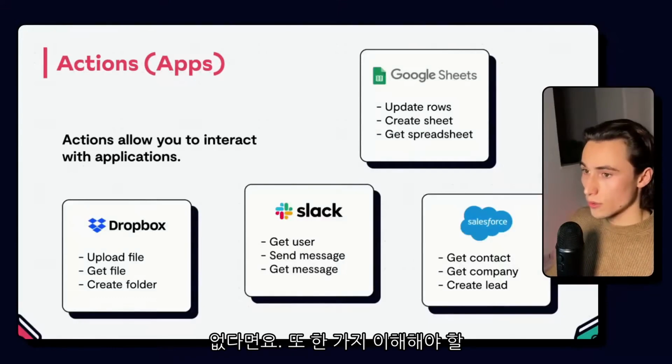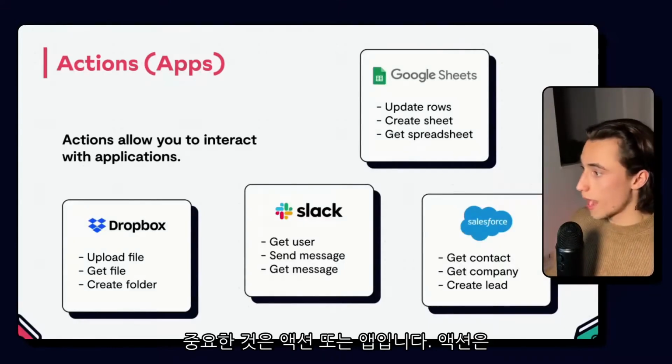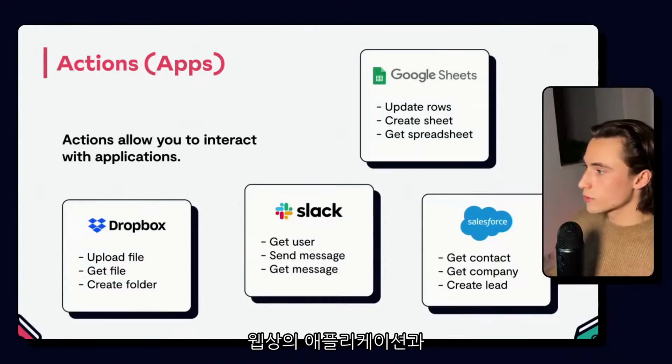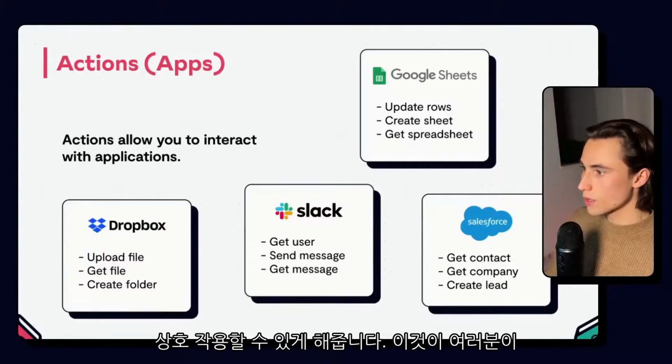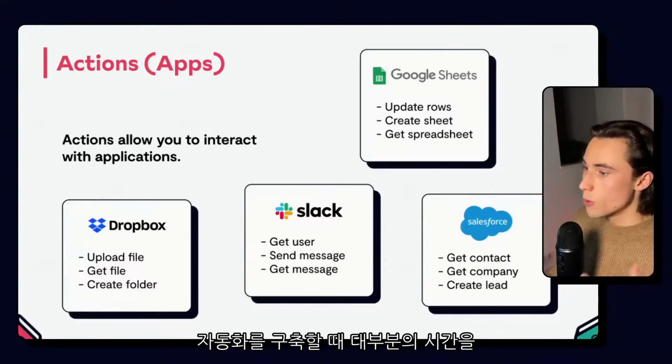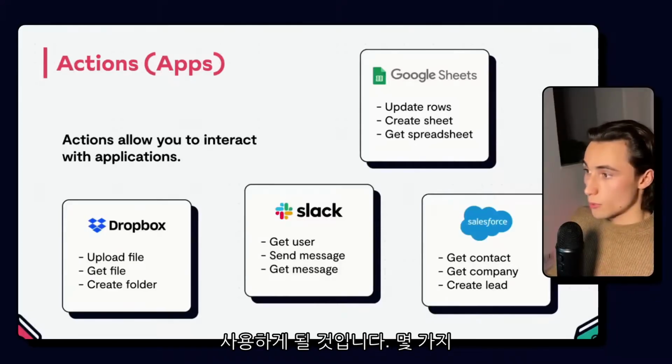Another important thing to understand is actions or apps. Actions allow you to interact with applications on the web. This is what you're going to be using most of the time when building automation. We can take a couple of examples.